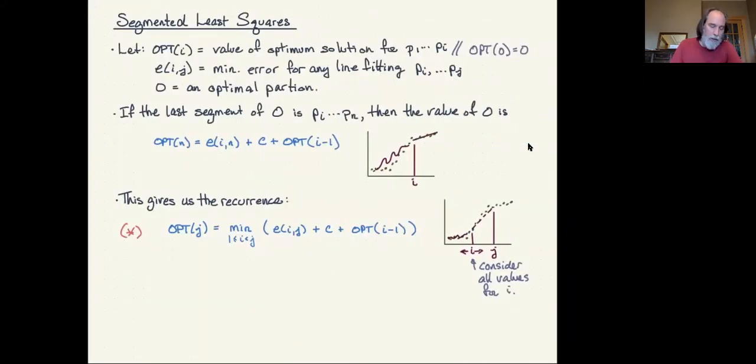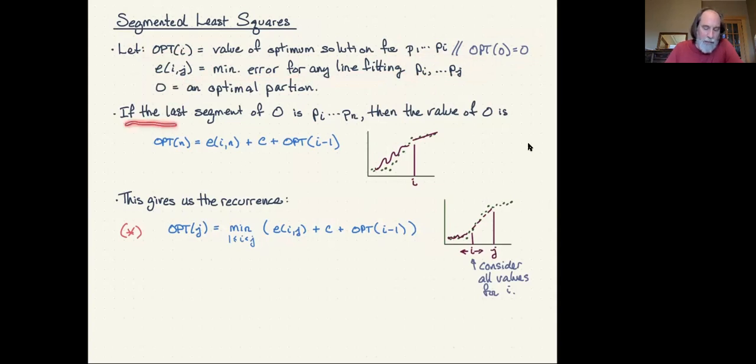Okay, a little bit of notation similar to what we've used before. Let opt_i be the value of the optimum solution for P1 through Pi. And so opt_0 was just 0. Okay, and let Eij be the minimum error for any line fitting the subsequence Pi through Pj. And let O be some optimal partition.